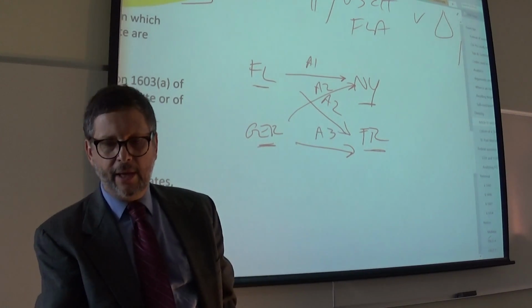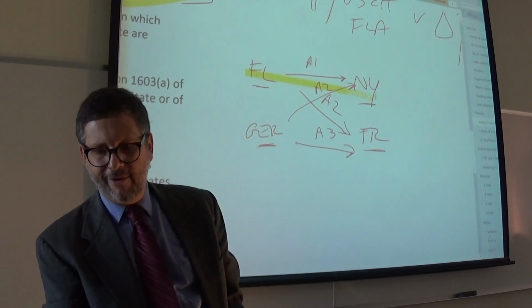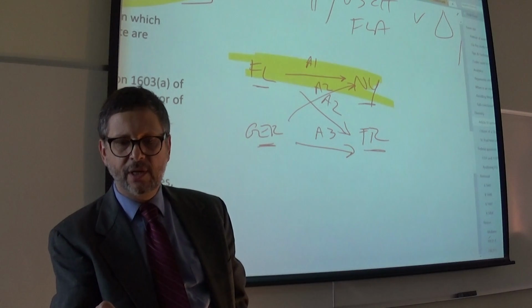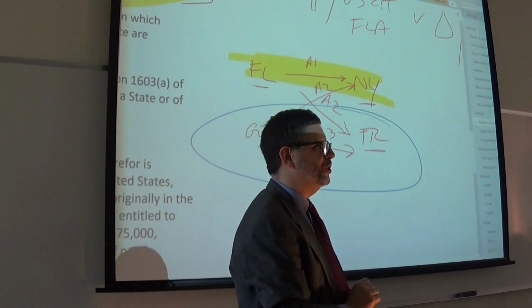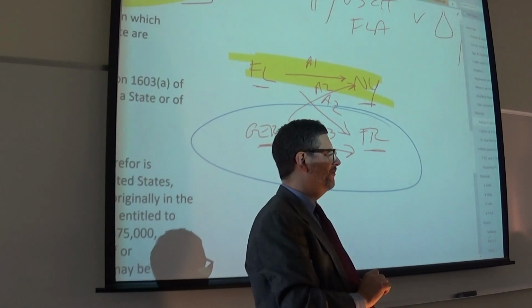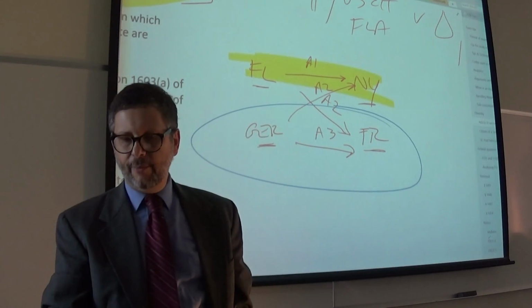Why? Because you met the threshold condition. You have a lawsuit between citizens of different states, and that allows, under (a)(3), the joining of additional parties who are foreigners. But be very careful about this.